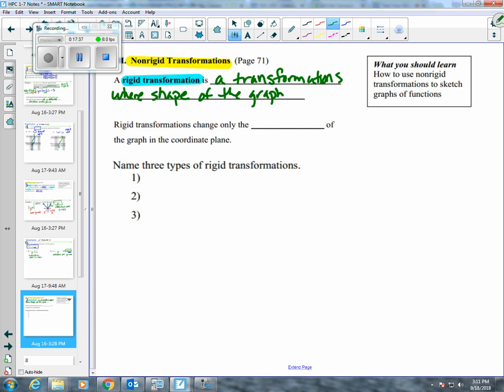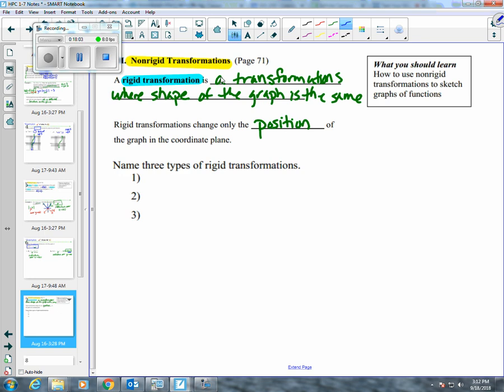The non-rigid transformations then are the ones where that shape is distorted. So the rigid ones are only the position changes. For the non-rigid ones, actually the position could change, but more importantly, the actual shape of it, like that stretching and shrinking, can happen. And that's what we want to talk about last here. So rigid ones, those are the ones we talked about already. They stay the same shape. Now we're talking about non-rigid.